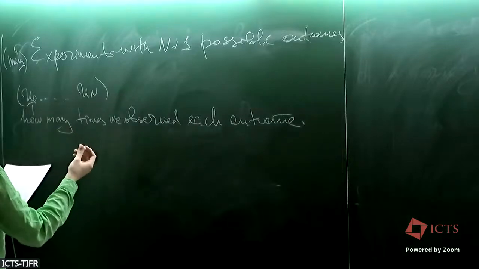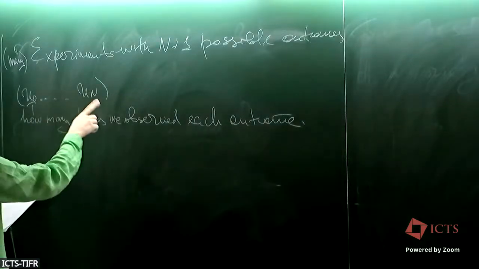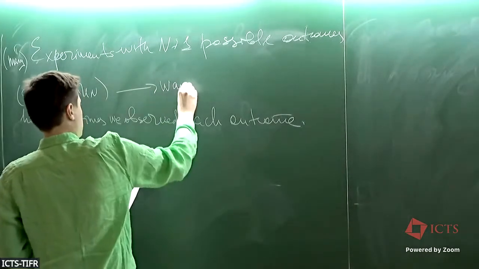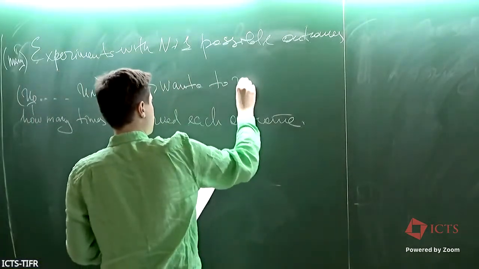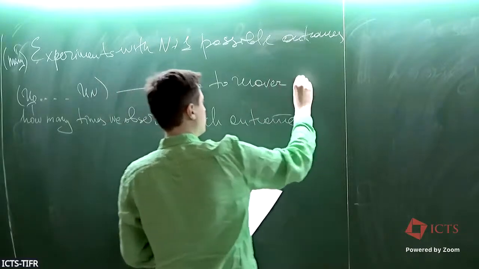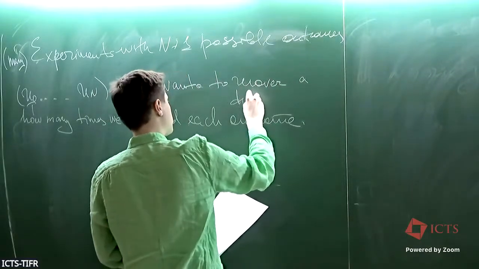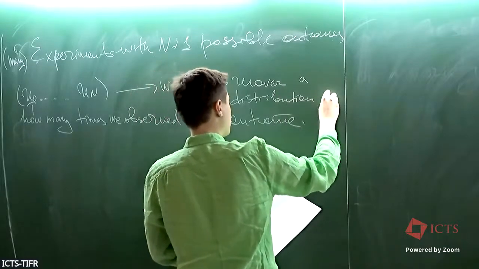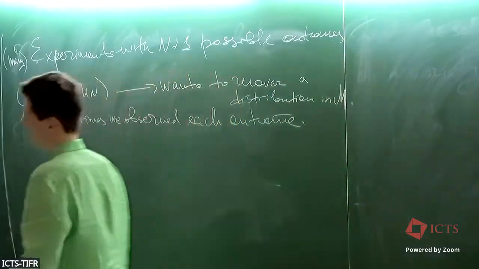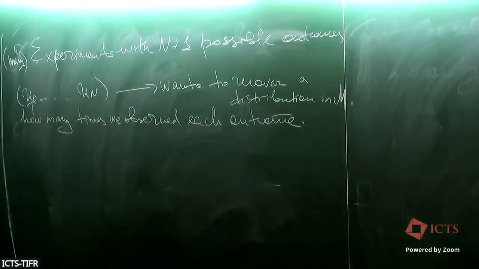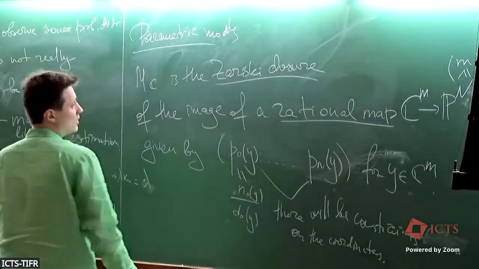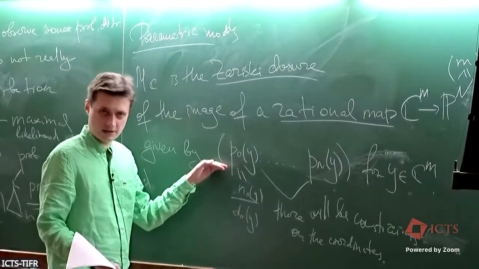And then from this vector, we want to recover a distribution. We want to recover a distribution in our model M. And M for us is a parametric model once again. M comes from the variety MC, which is defined parametrically.